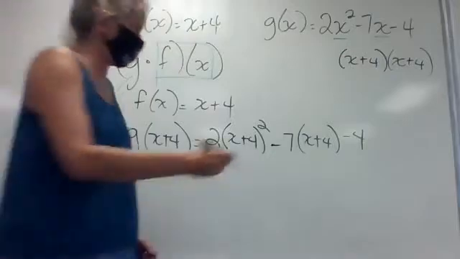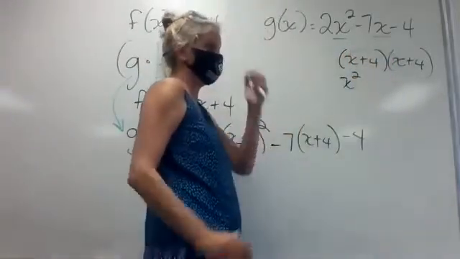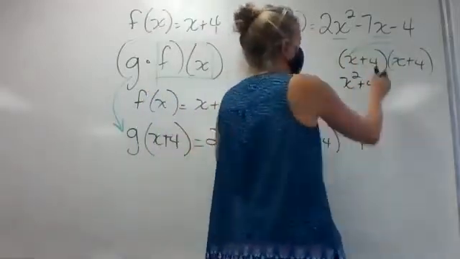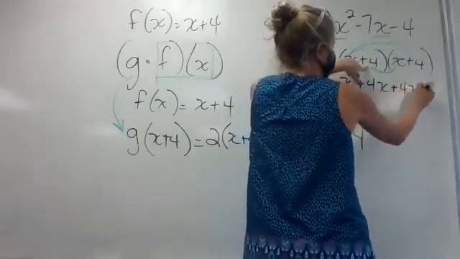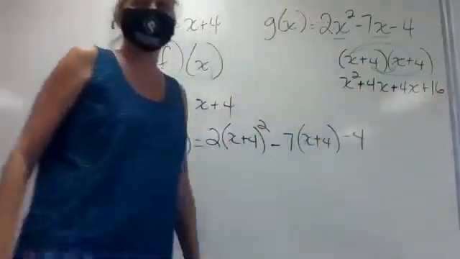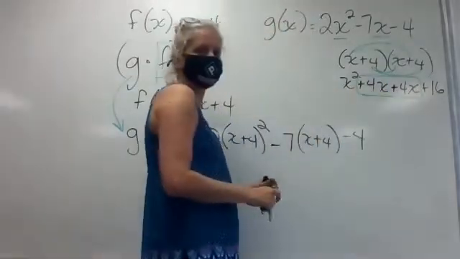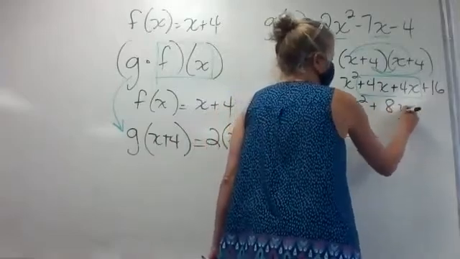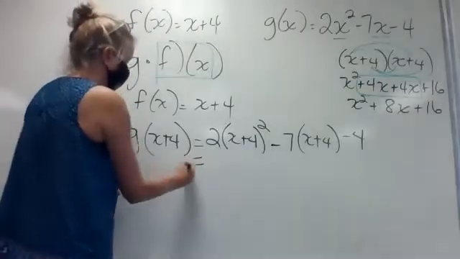So if I'm going to FOIL this, x times x, x squared. Your outer, x times positive 4 is positive 4x. Your inner is another positive 4x. And your last, positive 4 times positive 4 is positive 16. Clean it up. Those x's together. So I really now have x squared, 4 gives me 8x, plus 16.